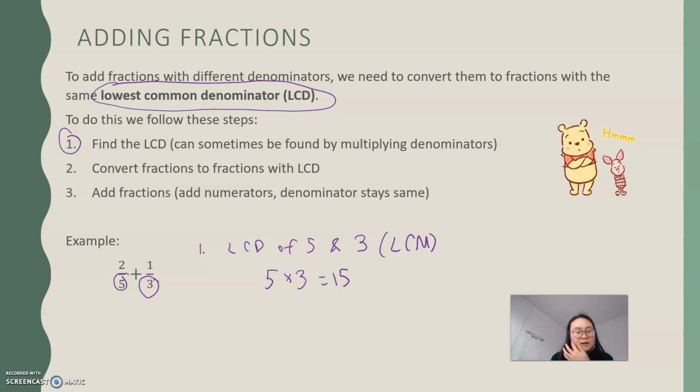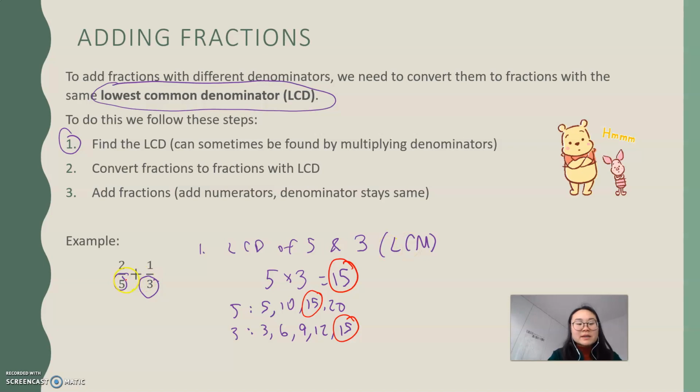Just to double check, we could write out some multiples of 5, so 5, 10, 15, 20, and multiples of 3 include 3, 6, 9, 12, 15. Then compare your lists, see which numbers are in common and which is the lowest value in common to both, and that is 15, which is the same as 5 times 3. So sometimes you can find the lowest common multiple by simply multiplying the two denominators together. It works in this case, but it won't always work.